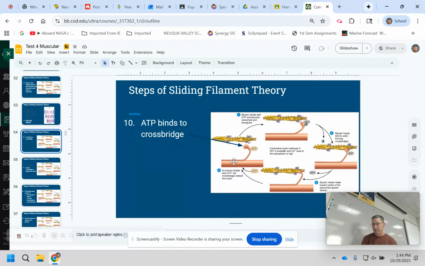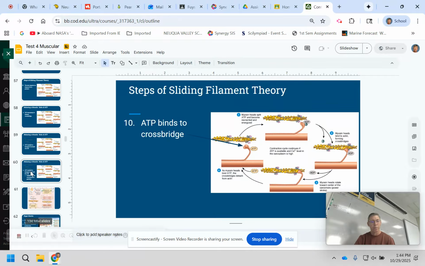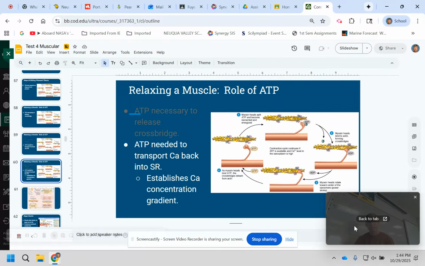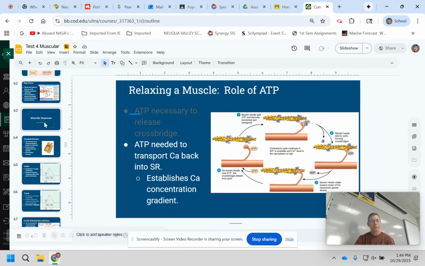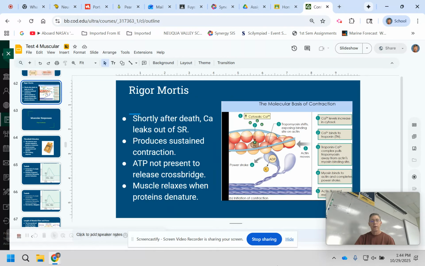but let's say there's no ATP. Let's say that, and a few slides later, there's a condition called rigor mortis that can happen. Let's get to that here. What rigor mortis basically is, that's why they call dead bodies stiffs, right? It's because of this condition, and here's how it happens.